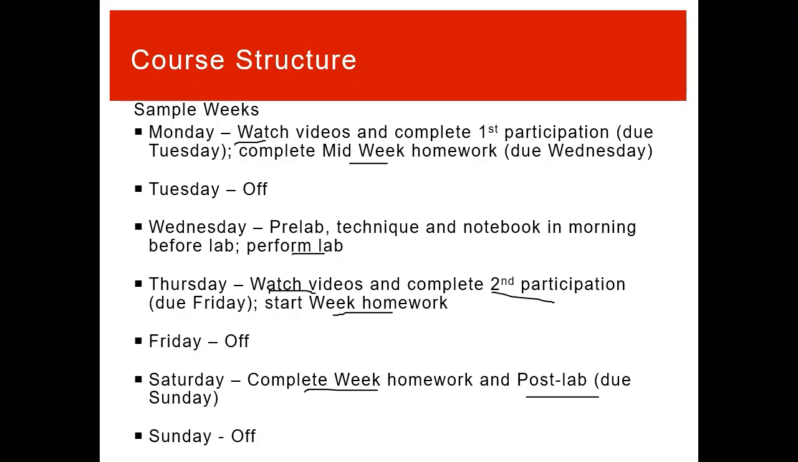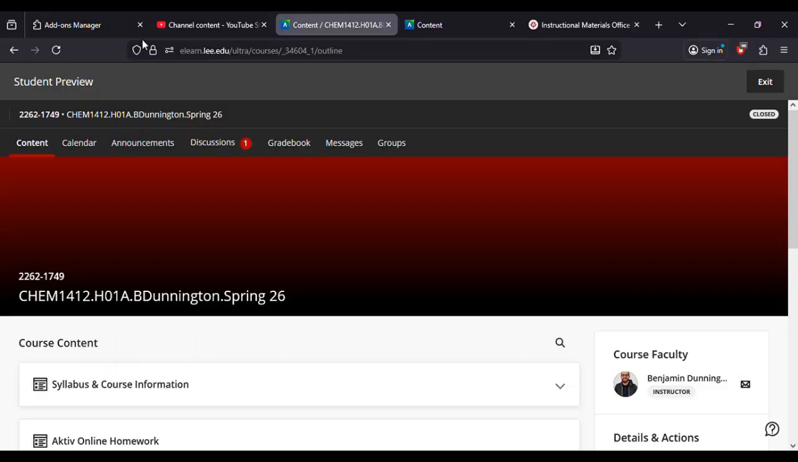So with that said, let's go look at Blackboard where you can find some more information about the course. All right, so we are now in the Blackboard page. I'm in a student preview. We're in Chemistry 1412, Dunnington. That's the class we want to be sure to navigate to.